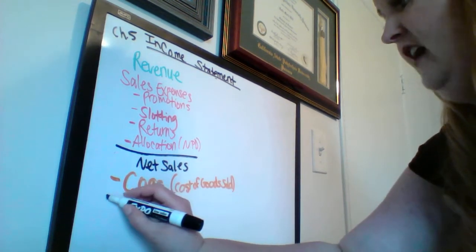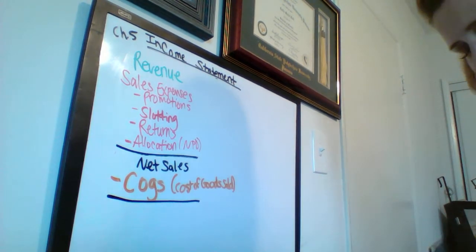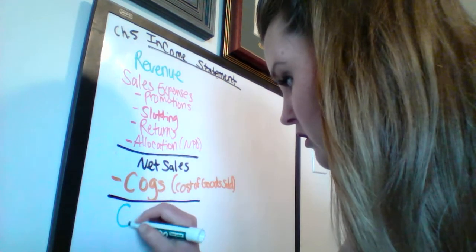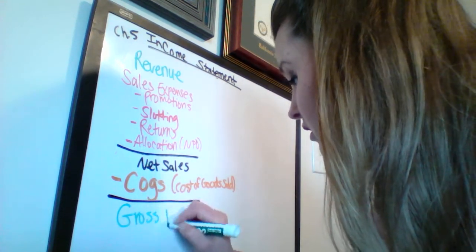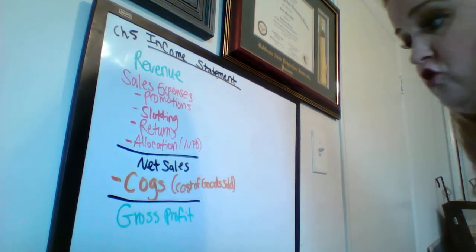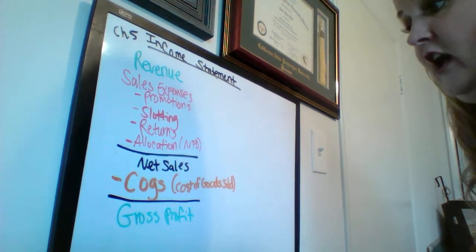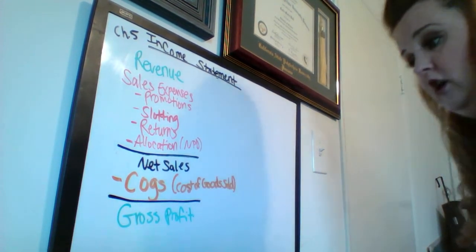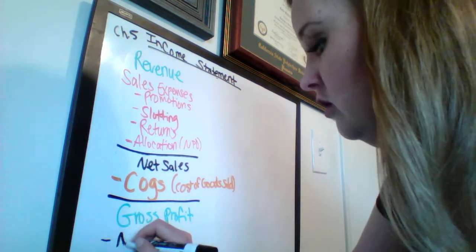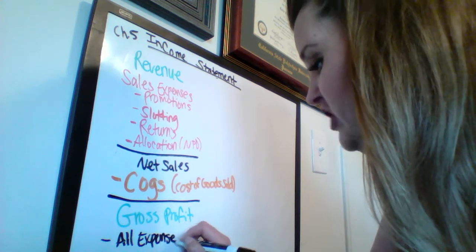Next stage, after we subtract out our cost of goods sold, is called gross profit. Gross profit is another number that we recognize. What that basically means is this is our true amount of profit that we receive in order to pay all of our bills. So from here on out, after gross profit, we subtract all expenses, just like we did in chapter 1.